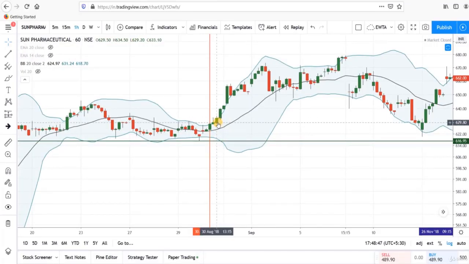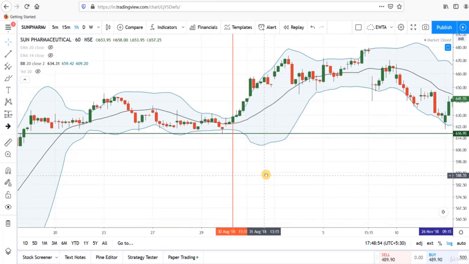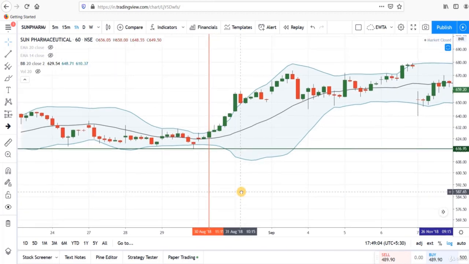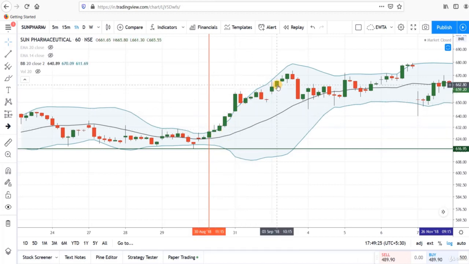When we get a candle outside the Bollinger Band after the contraction, it means that prices can continue in the same direction for some time. See here, this was the contraction in Bollinger Band and this was the starting of the expansion. Both the bands are expanding and here you can see this candle is closing outside the Bollinger Band. And this candle is also closing outside the Bollinger Band. It means the trend can continue, momentum is high, and we can ride the trend in the upward direction. The uptrend can continue for some time more.